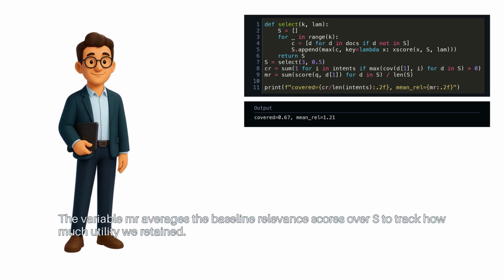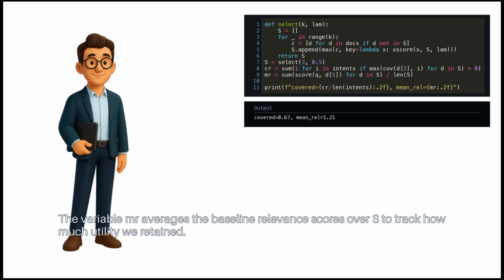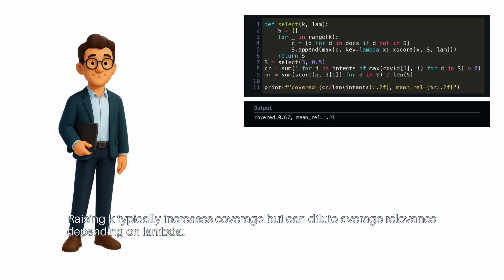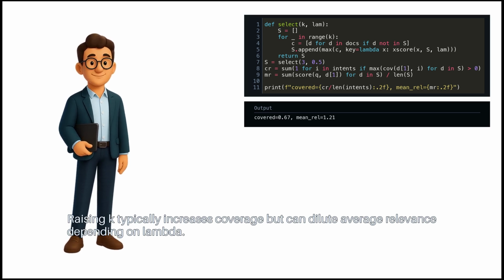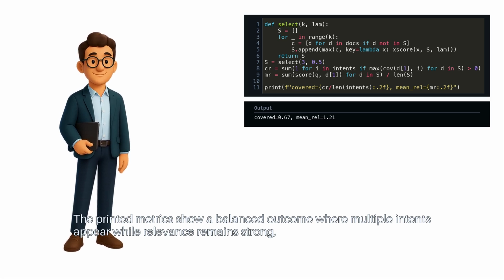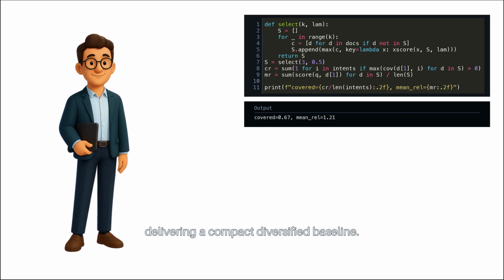The variable MR averages the baseline relevance scores over S to track how much utility we retain. Raising K typically increases coverage, but can dilute average relevance depending on lambda. The printed metrics show a balanced outcome where multiple intents appear while relevance remains strong, delivering a compact, diversified baseline.